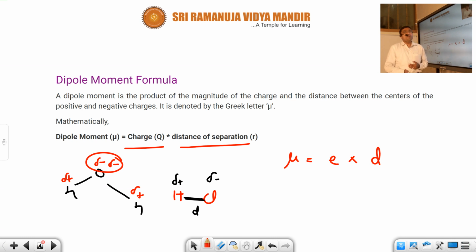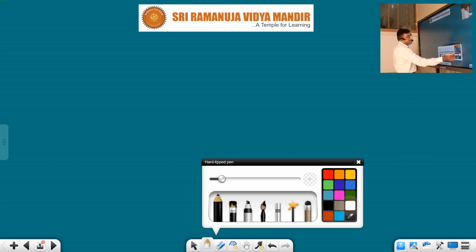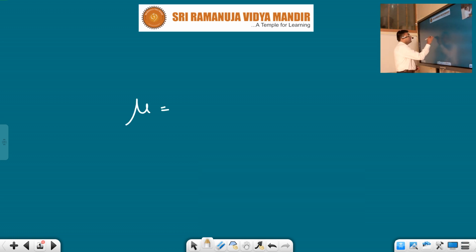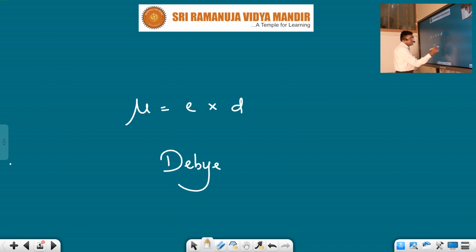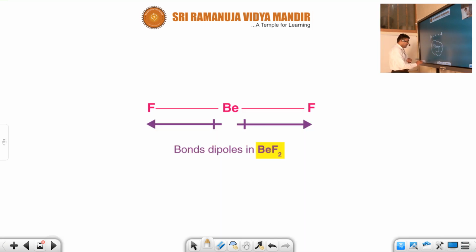It is the product of the distance of separation and the electronic charge. That is how the dipole moment is defined. Students, mu is equal to e into d, and the unit is the debye. Debye is the unit of dipole moment. So this is the basics of dipole moment. So let us move on to the next slide.